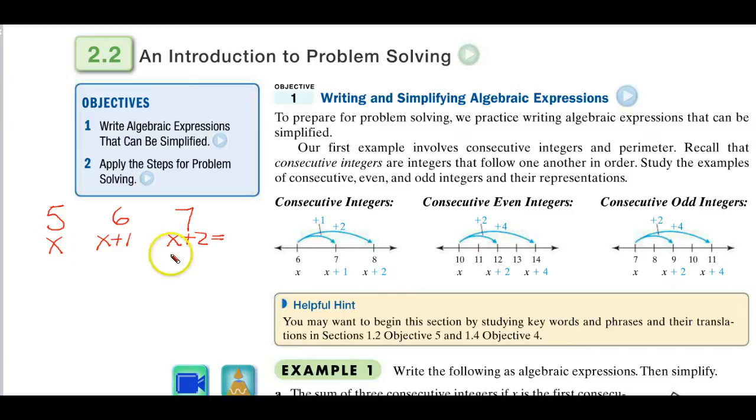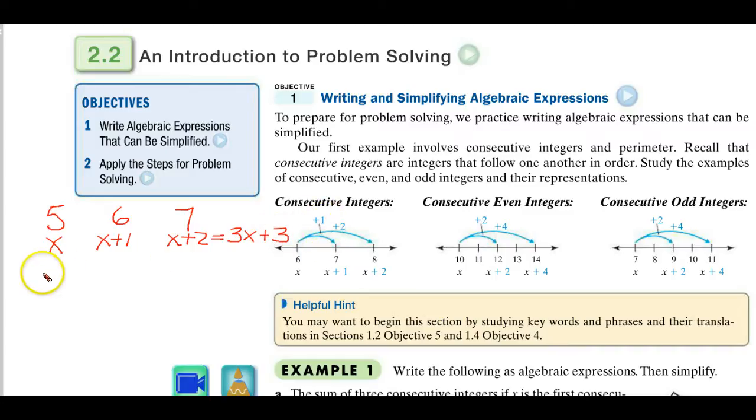Now, if I were going to add all these up, this is 5, this is 6, this is 7. The sum of these three numbers would be how many x's? 3x, and 1 and 2 is 3. So the sum of three consecutive integers in algebra is 3x plus 3. And that's what they're showing you.